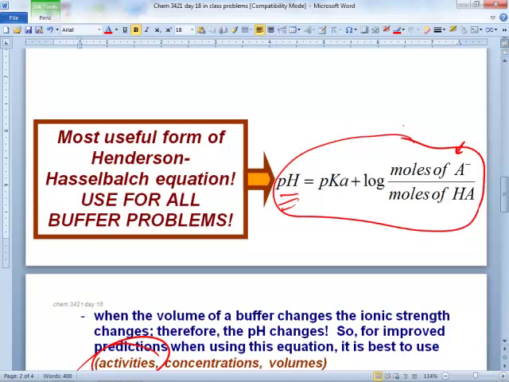Because if you add some acid, at least I have some A minus there. If I'm going to add some base, I have some HA there. So you want roughly the same. You could call that the middle of your buffer effectiveness range. You're right in the middle. That's the best place to be.